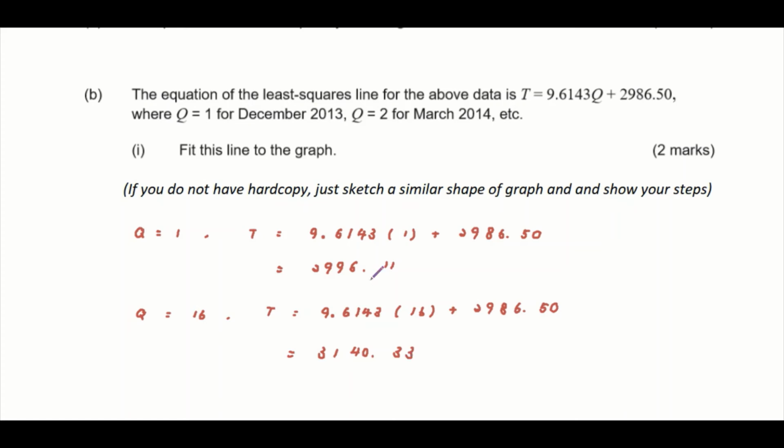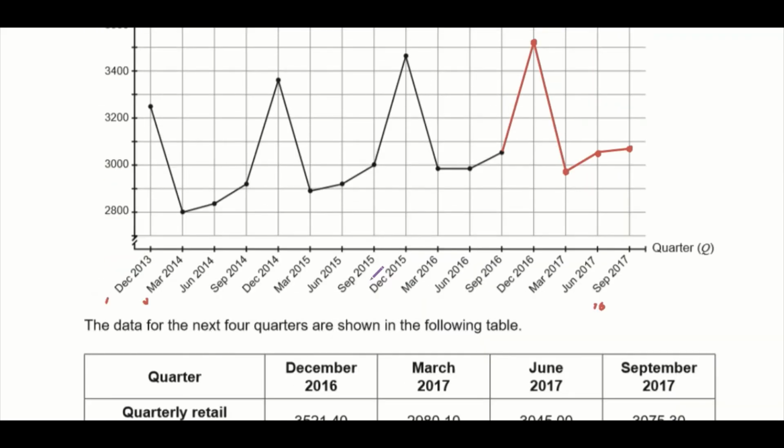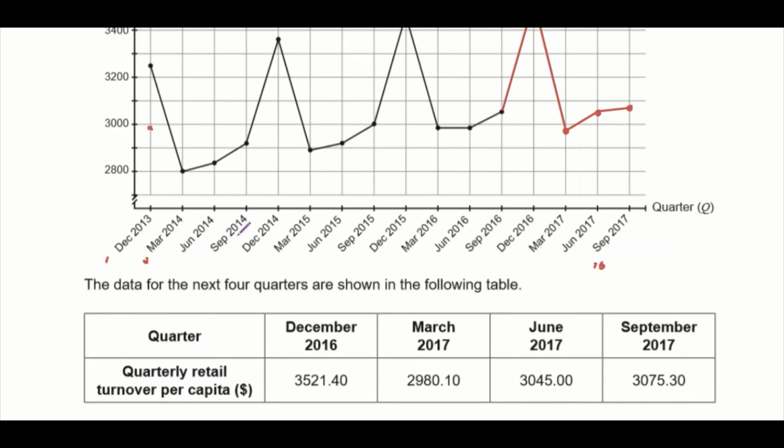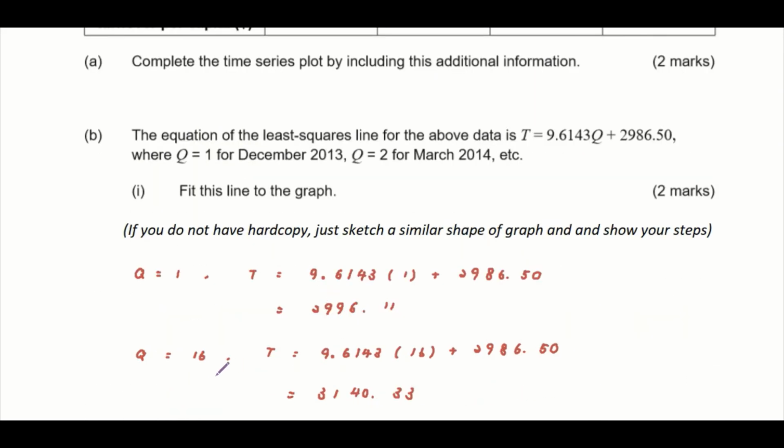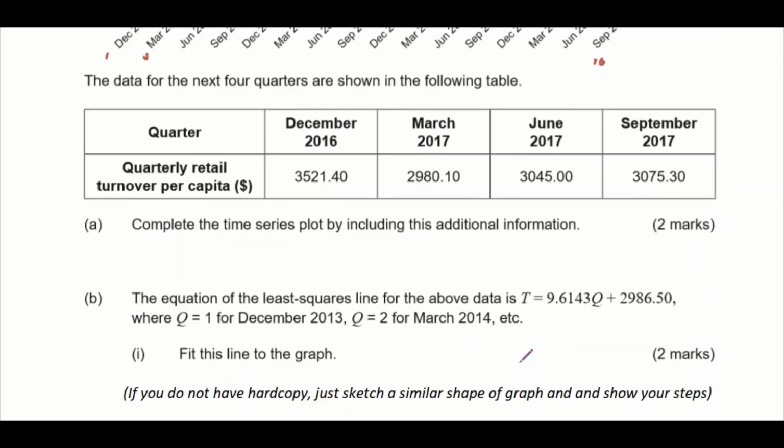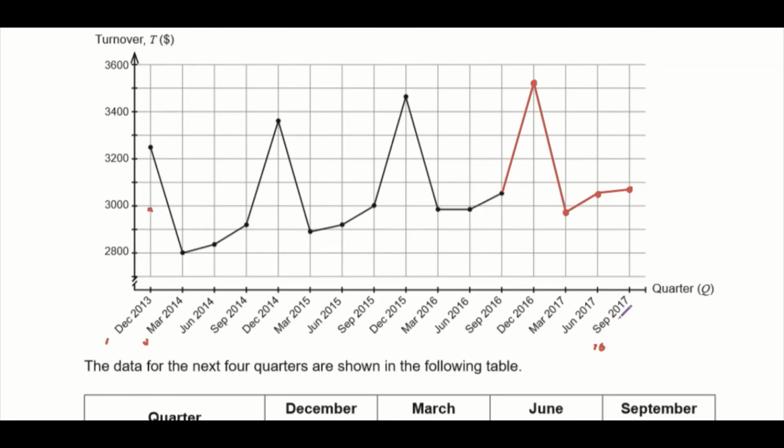The first one is 2,996, which is very close to 3,000. So we can plot somewhere here. Okay, and move on to the next one. When Q equals 16, T is 3140.33. So 3140 will be slightly in the middle, then below 3,200. So 3,100 is here, 3,200, 3,100, 3140 in the middle. So somewhere here. All right, so after you have your two reference points, now let's connect the line.